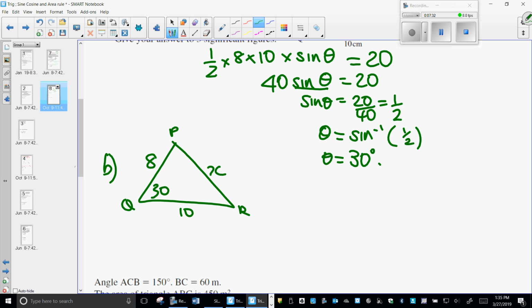Not Pythagoras because it's not a right angle, correct? We've got 1, 2, 3 sides and 1 angle. So which rule do we use when it's 3 sides, 1 angle? Cosine. The cosine rule, yes?